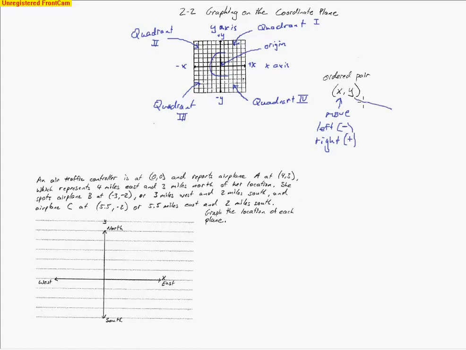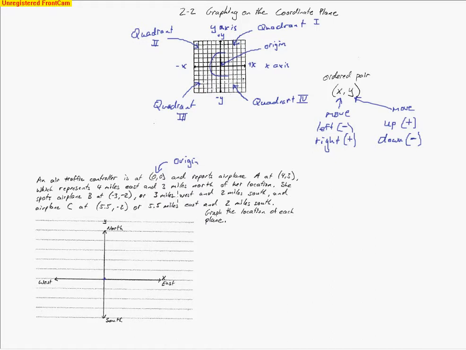Where the y component tells us to move up if it's positive. So if it's a positive number, we're going to go up. And if we go down, then it would have to be a negative number. So we're going to use that concept to graph some points, and that's what it's asking us to do on this next problem. Here it says an air traffic controller is at 0, 0. So they're at the origin. So where the graph begins, that would be right at this point right here, 0, 0.